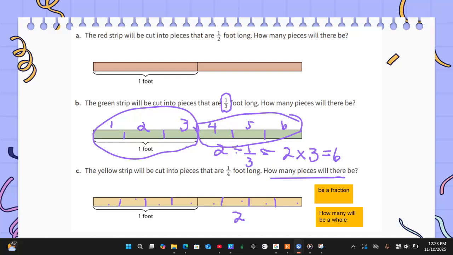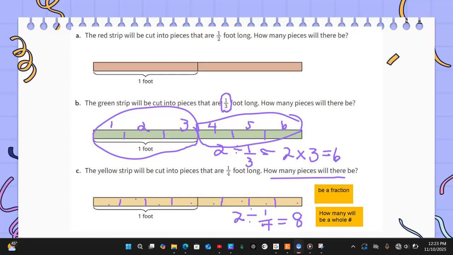Now let's take a look at our expression again right here. As you can see, 1, 2, 3, 4, 5, 6, 7, 8 pieces. And the expression that we would write for our division would be 2 divided by 1/4. That would be 8 total pieces.